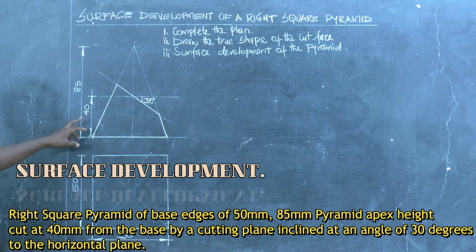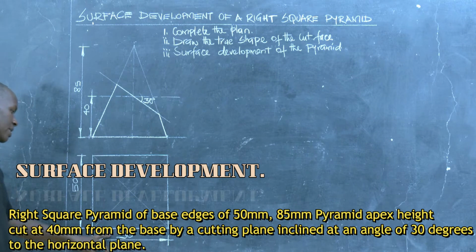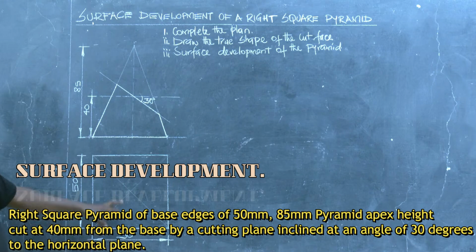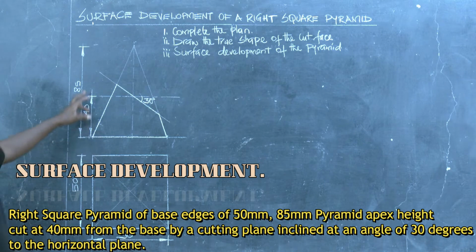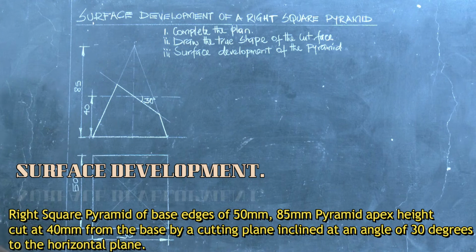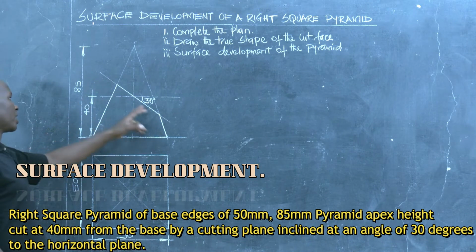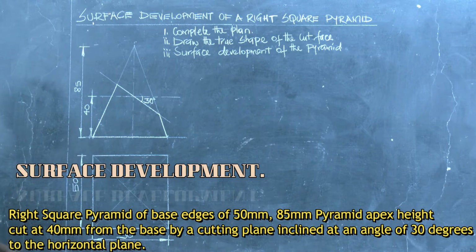Of course, we are given a number of conditions. We know that the pyramid has sides of 50 millimeters. The base has edges of 50 millimeters, which is a square, and then the apex is at 85 millimeters. And of course, as I've said before, the cutting plane cuts the pyramid at 40 millimeters from the base at an angle of 30 degrees.